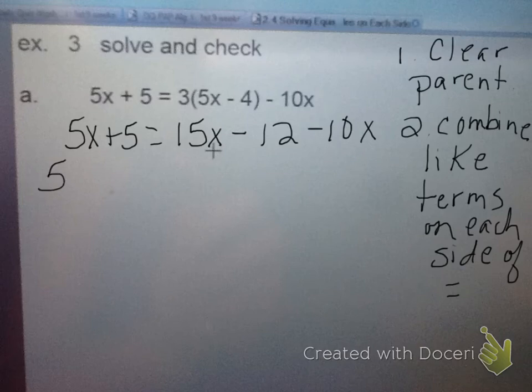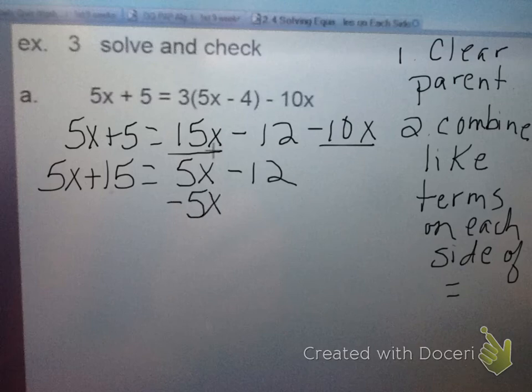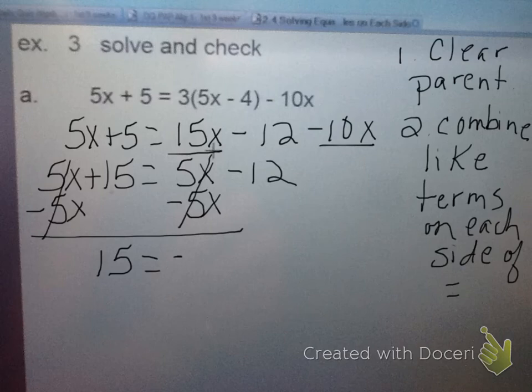I do not have anything to combine on the left side, but on the right side I have to combine 15x and a negative 10x. Now they are together on the same side, so I combine them. 15x minus 10x is 5x. Bring down the minus 12. Okay, now I'm going to subtract the 5x from both sides. Now look what happens. The 5x's cancel on the right side, and it also cancels on the left side. So when your variables go away, you bring everything else down. 15 is equal to negative 12.